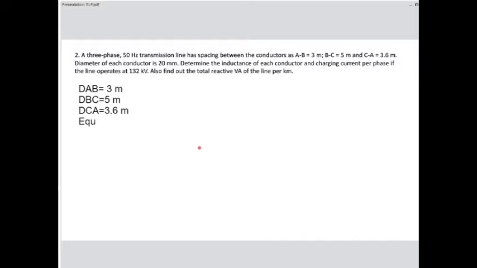We can find out the equivalent delta spacing between the conductors, the phase conductors, because it is a three-phase line. We call it equivalent delta spacing, equal to a mean. Mean means all those three distances. We have the three distances, 3 times 5 times 3.6, and then we take the power of the root because we have three distances. We multiply three distances, we take the corresponding root, meaning we have cube root. So that should be equal to how much? How many meters will be the equivalent delta spacing between the phase conductors?